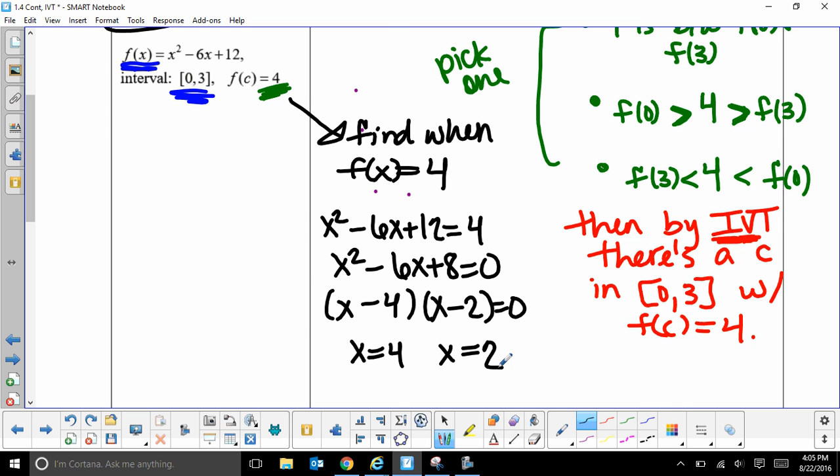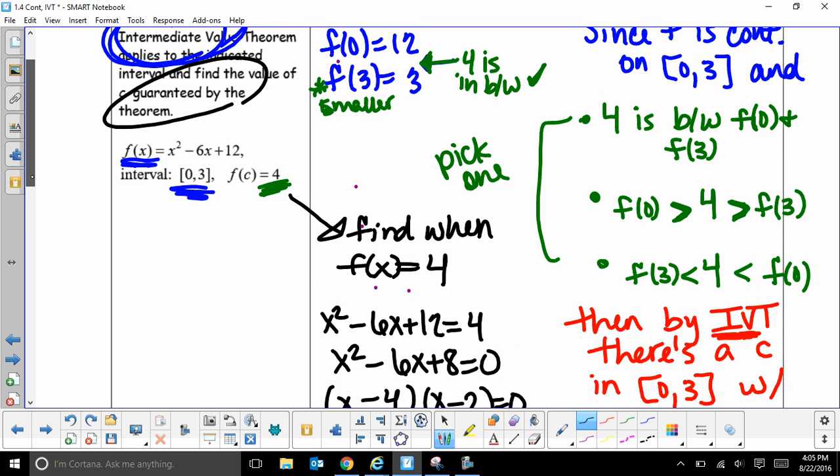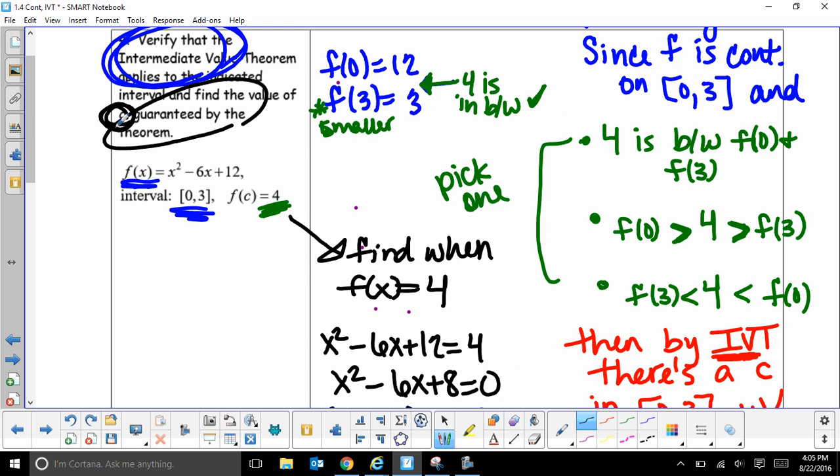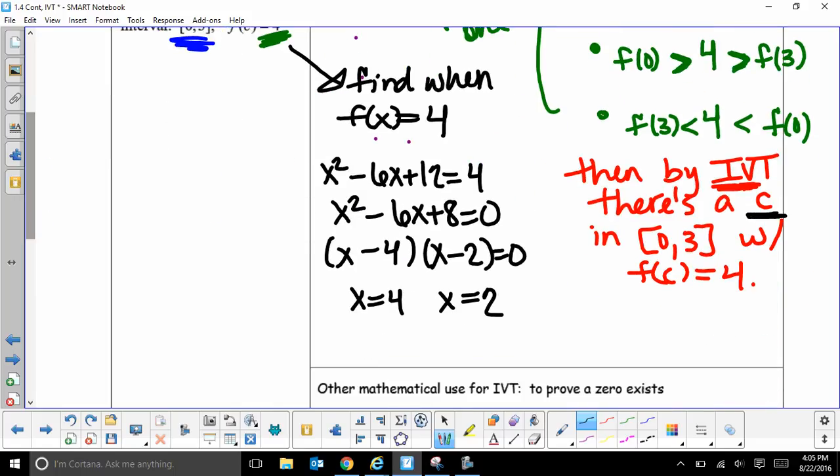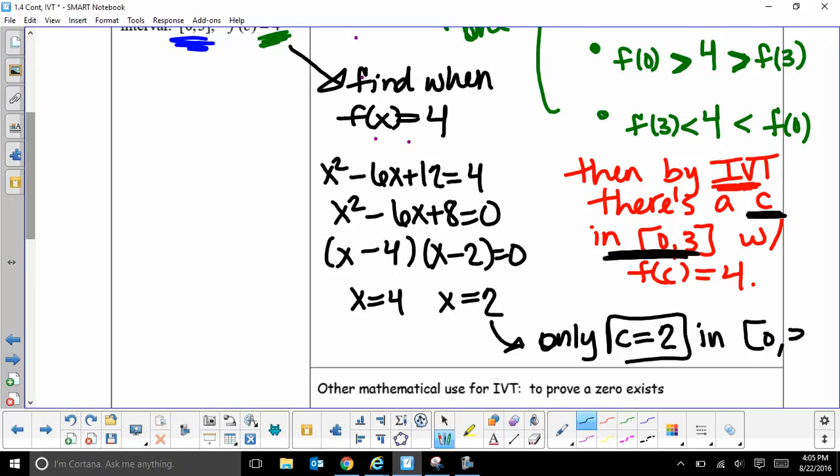But they say find the values of c that are guaranteed by the theorem. The theorem talks about c being in 0 to 3, the closed interval 0 to 3. That means this is my only c. C equals 2. Because it has to be in the interval 0 to 3, and 4 is too big.